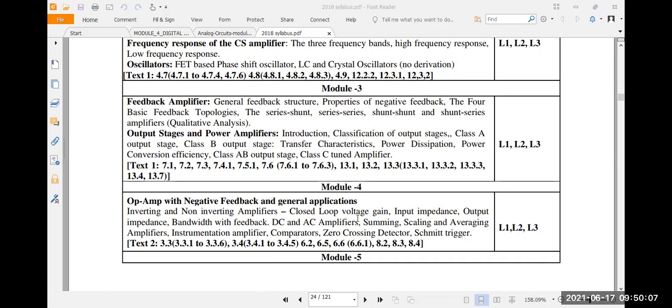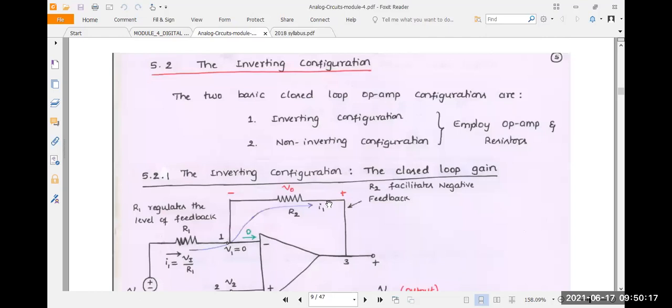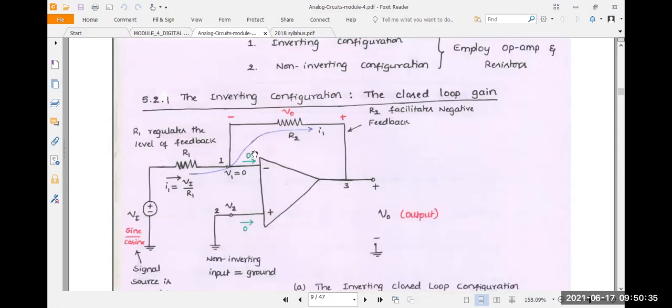In an exam they can ask any kind of amplifier, either inverting or non-inverting. Remember this. First, we'll start with the inverting amplifier. This is the basic one. First, you take the inverting amplifier with closed loop gain, which means you have to find the closed loop gain for the inverting amplifier. Understood? First, you take the circuit diagram.